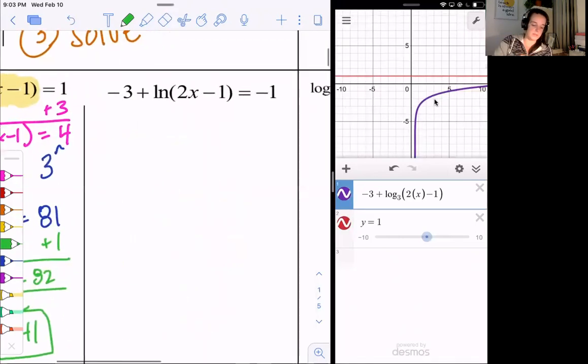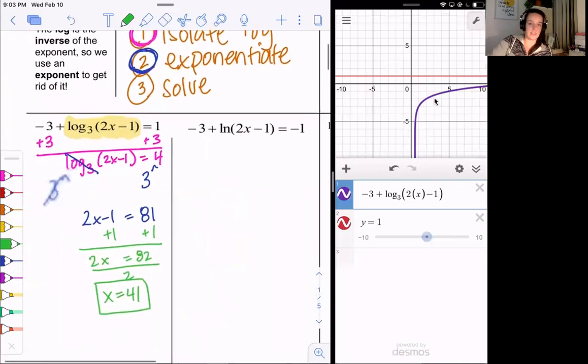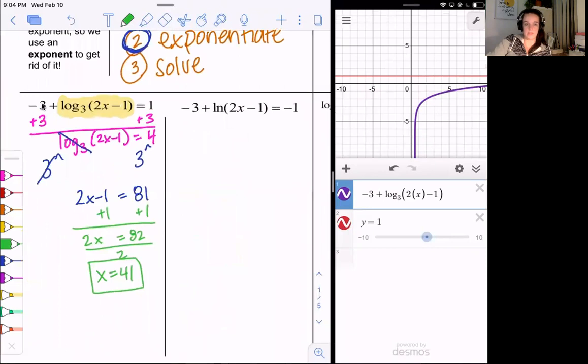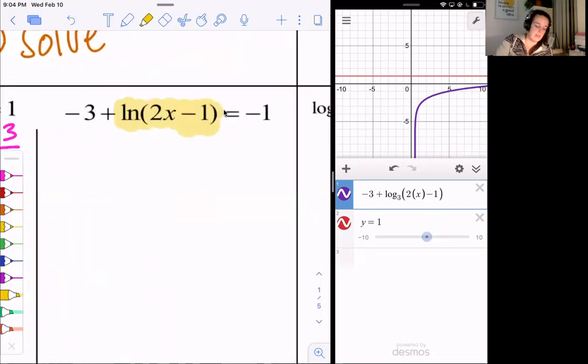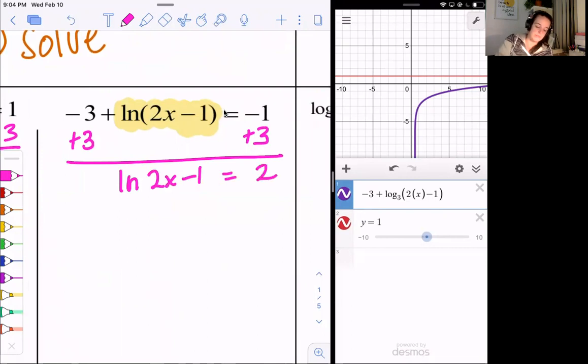Cool, let's do another one. Here we see basically the exact same problem. We still have the -3, it still equals 1, but this time it's -1, and differently, we have a natural log. So we're still going to get that natural log by itself. First things first, I add 3 on both sides. I get natural log of 2x minus 1 equals 2.